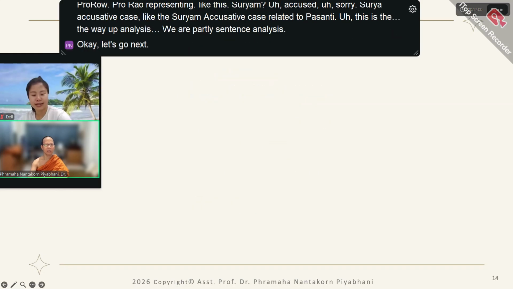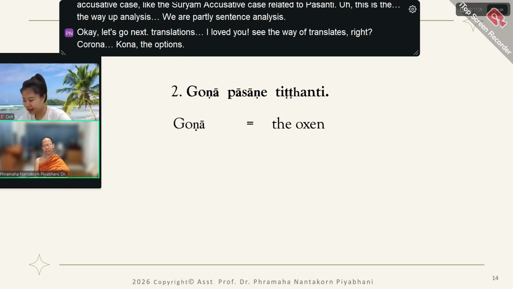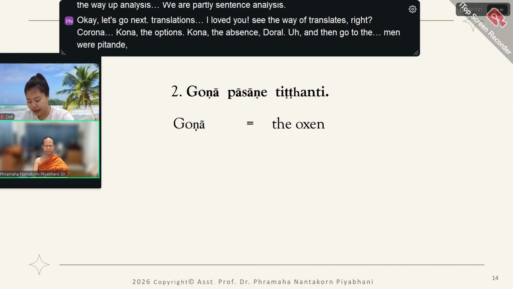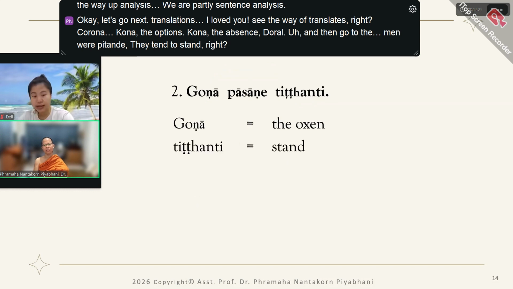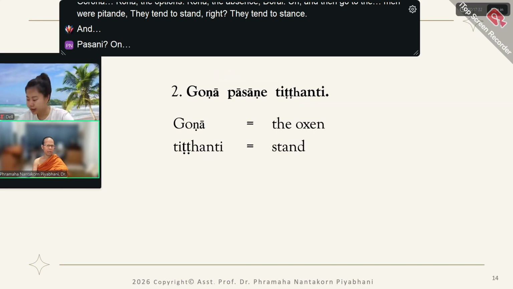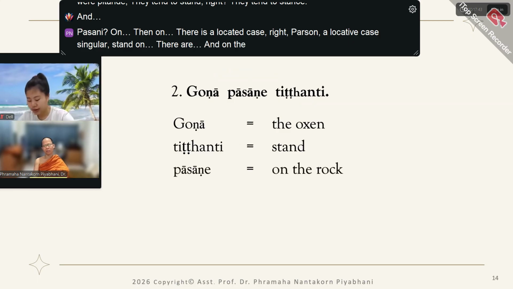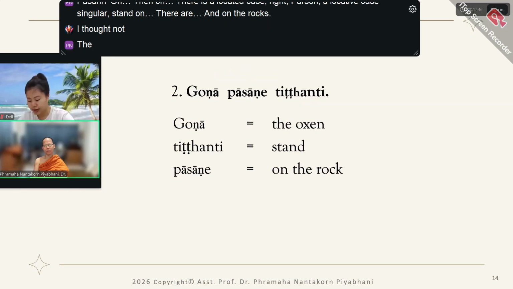Okay, let's go next. Translations. All of you see the way of translating, right? Kona, the options, plural. And then go to the main verb, titanti. Titanti, stand. Pasane, on, stand on. This is a locative case, right? Pasane, locative case, singular, stand on the rocks. The corner, the options, titanti, stand, pasane, on the rocks.